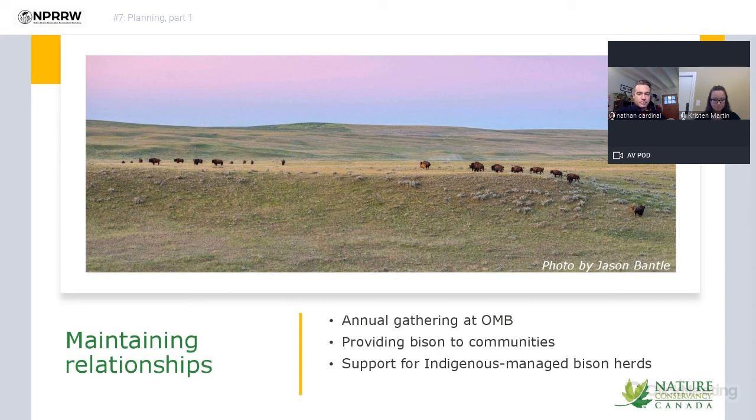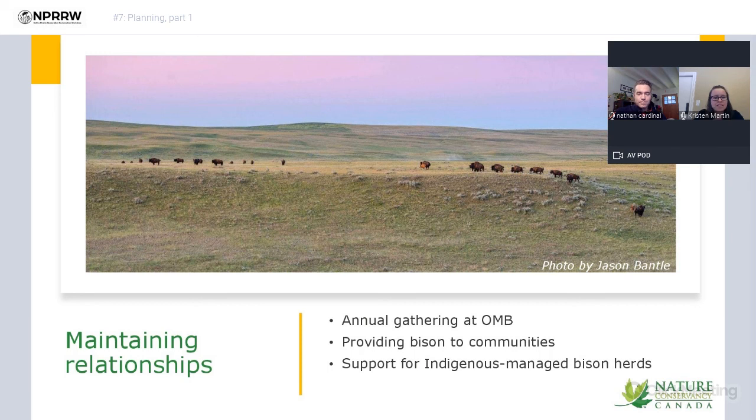And so, like Nathan was talking about, the plan is done now, but we still want to keep maintaining the relationships that we've begun with that group of advisors. And so some of the ways that we are planning to do that is having an annual gathering at OMB, similar to the one we had in 2019, where it's just a chance to get together, to share in meals together, to have ceremony, and hopefully once COVID dies down a little bit here, we will get to have that again, maybe this year, maybe next year.